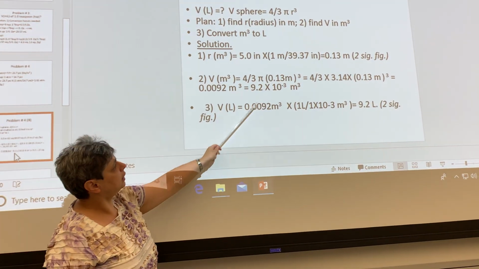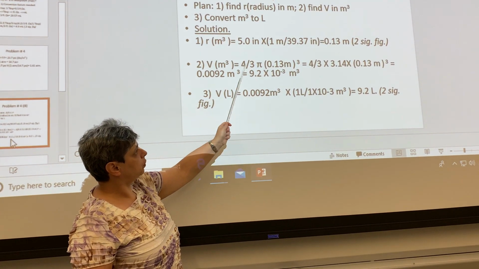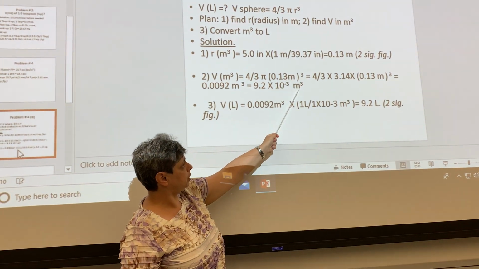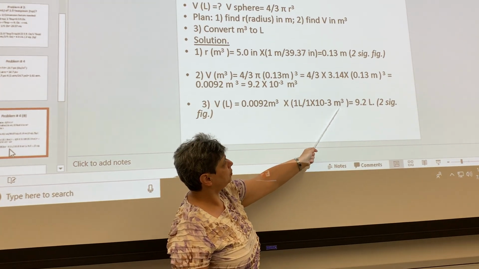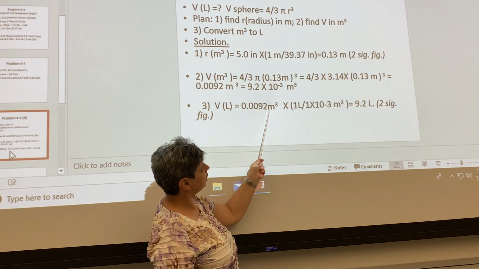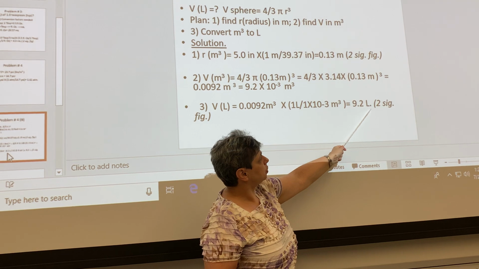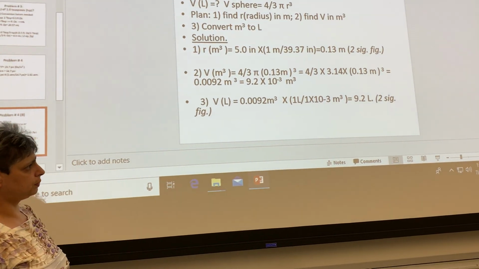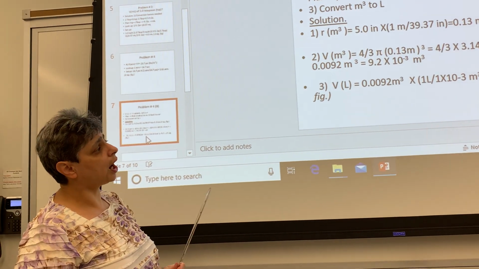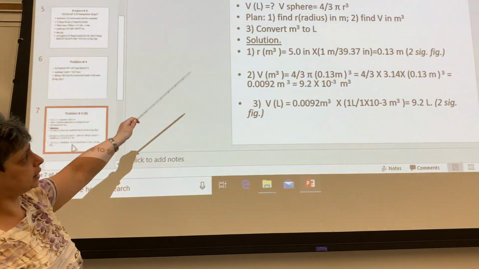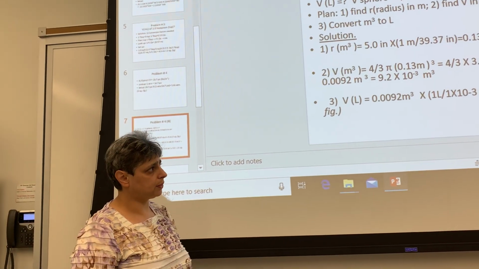And so I'm taking my answer from over here, 0.0092 meters cubed, or 9.2 times 10 to the negative third meter cubed, times 1 liter goes on top, 1 times 10 to the negative third meter cubed goes on the bottom, because I want to cancel my meters cubed, and then I do the math and I get 9.2 liters with 2 sig figs. So my final answer to the problem would be 9.2 liters. Notice how I used scientific notation, how I used significant figures, and how I set up the problem step by step. This again is something I strongly advise you to do for every problem you do.